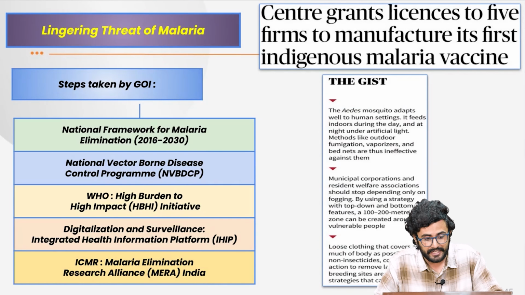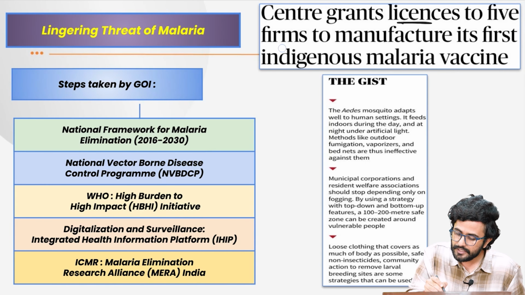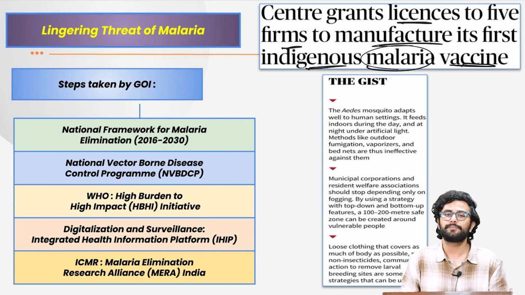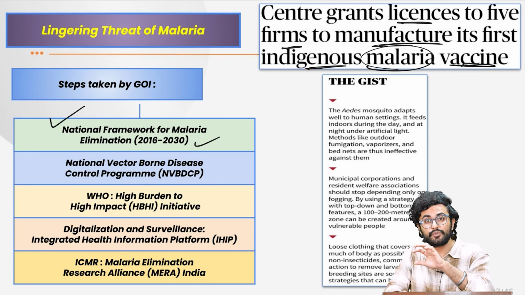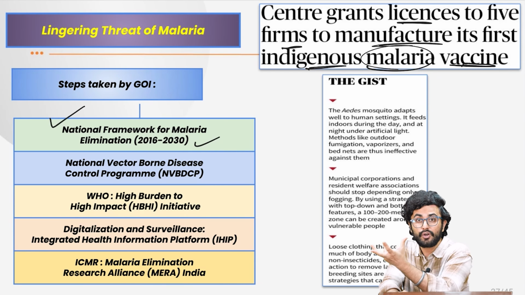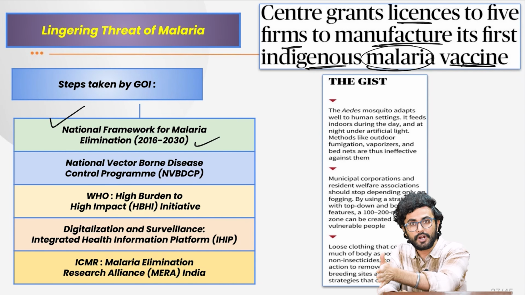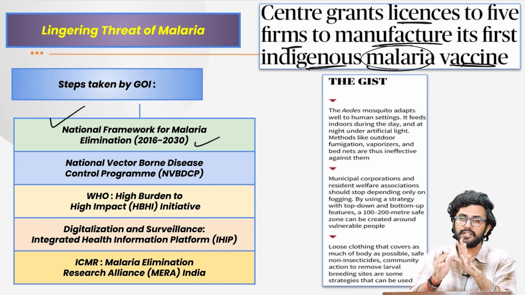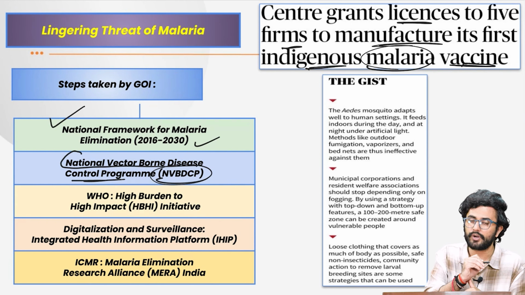What are the other steps which have been taken by the government of India? Very recently, a very important headline: the Centre has granted licenses to 5 firms to manufacture the first indigenous malaria vaccine. Besides that, we have the National Framework for Malaria Elimination. Then we are trying to fill potholes, sensitize people, and ensure that water logging does not take place. For example, even when you are cleaning utensils in your houses, make sure there is no water logging there also. All of this sensitization is taking place under the National Vector-Borne Disease Control Program.